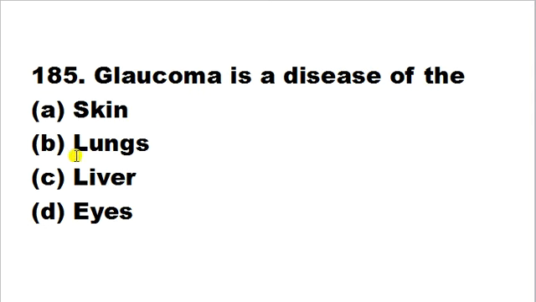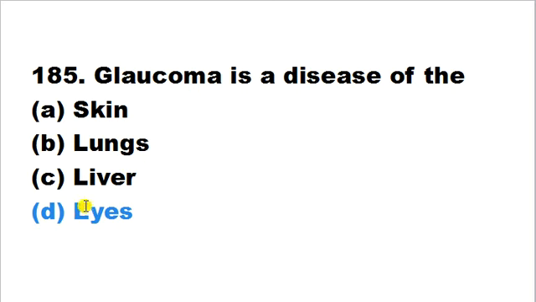Its correct answer is D. That means glaucoma is a disease that is associated with the eye. इसमें क्या होता है? The nerve connecting the eye to the brain is damaged. जो nerve होती है that connects the eye to the brain is damaged due to the high eye pressure. So it is a disease of the eyes.